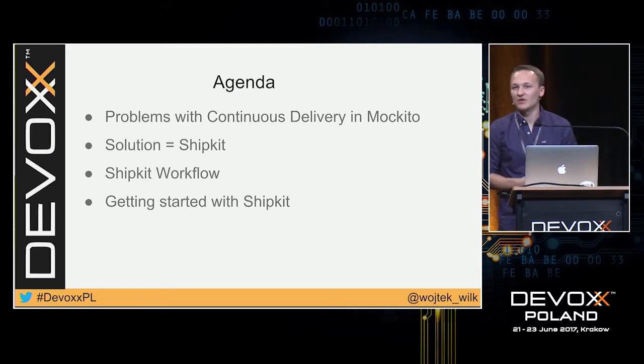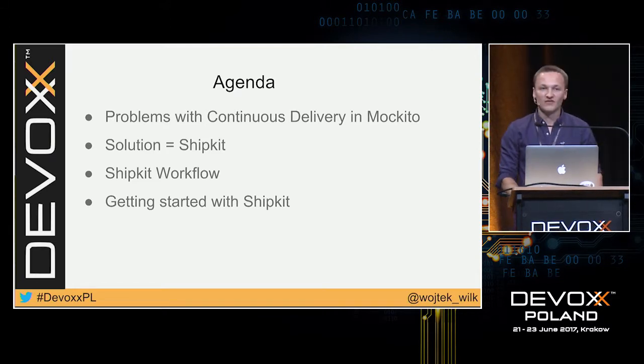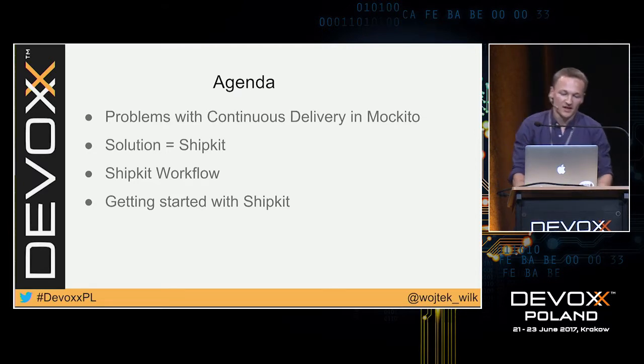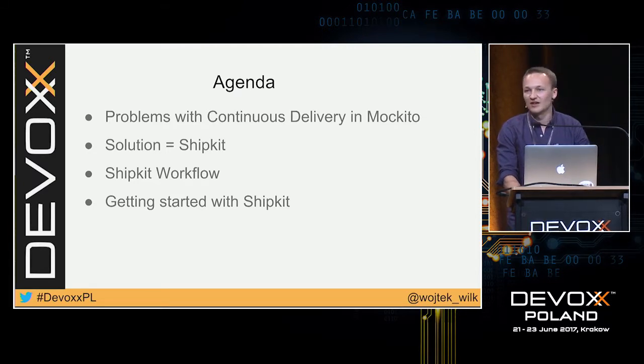So I want to tell you about Shipkit, which is a new continuous delivery toolkit used in Mockito. First, I will tell you about the problems with continuous delivery that the Mockito team had in the beginning. Then I will tell you about the solution that they applied, which is Shipkit. And then about the Shipkit workflow and how you can use Shipkit in your own project.